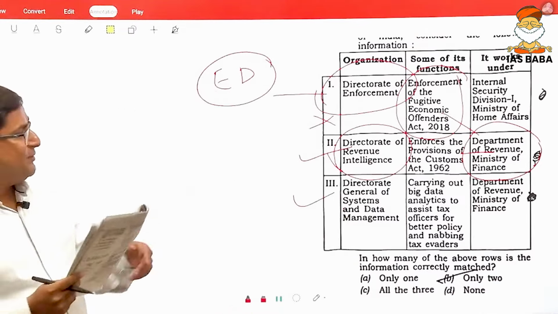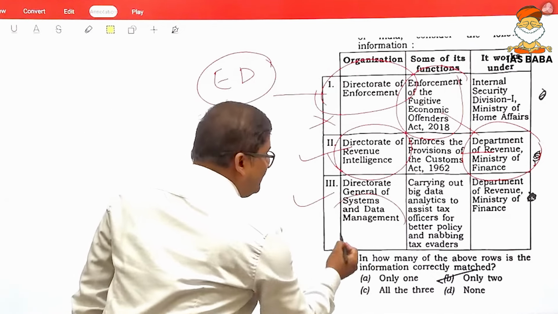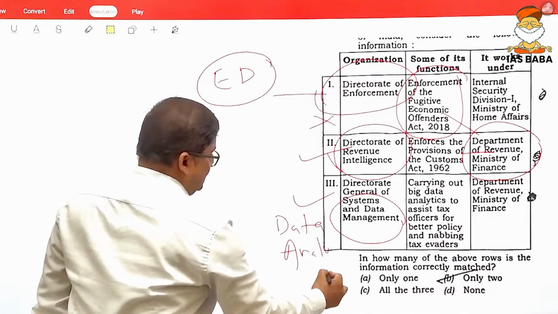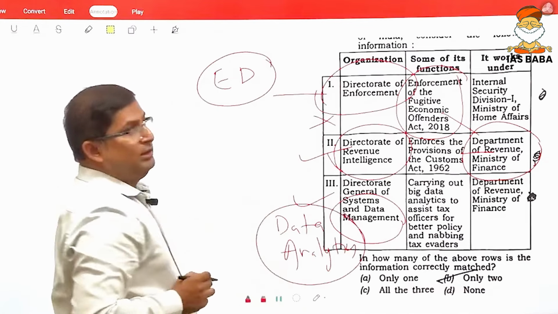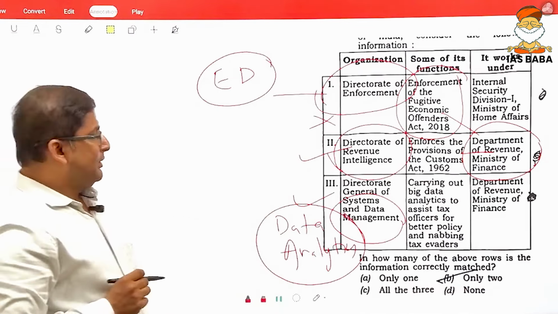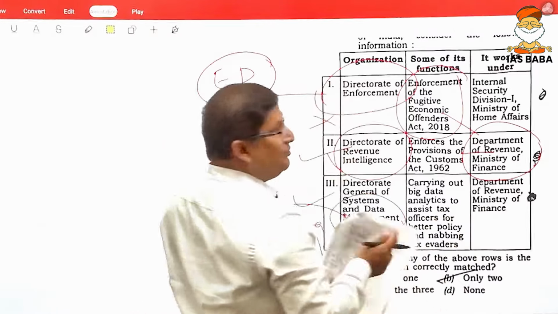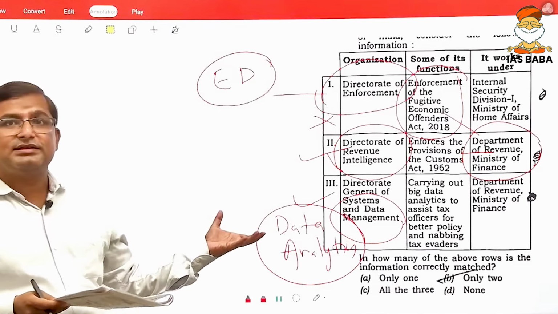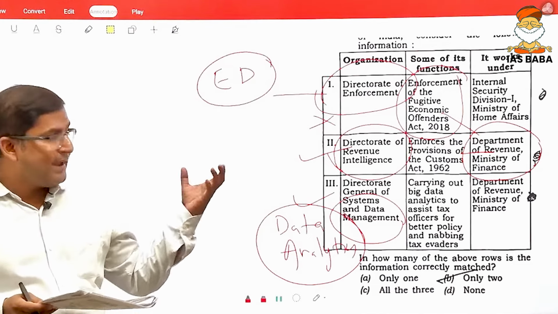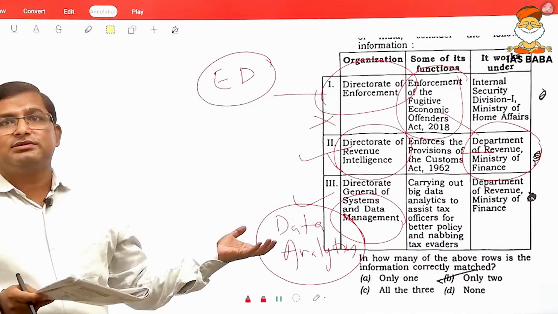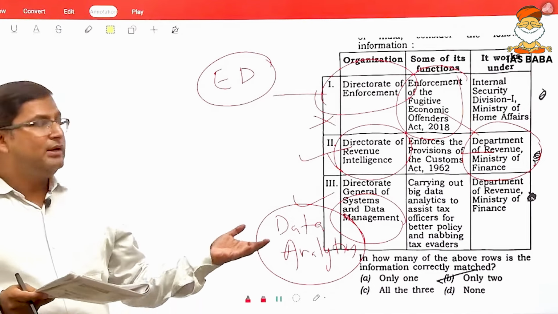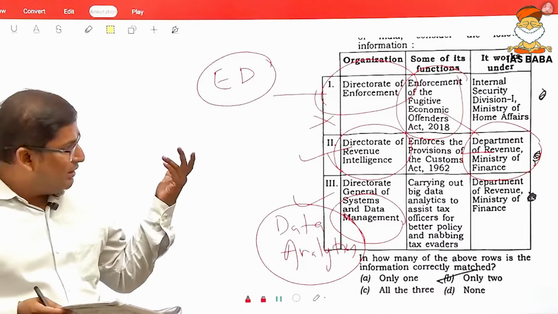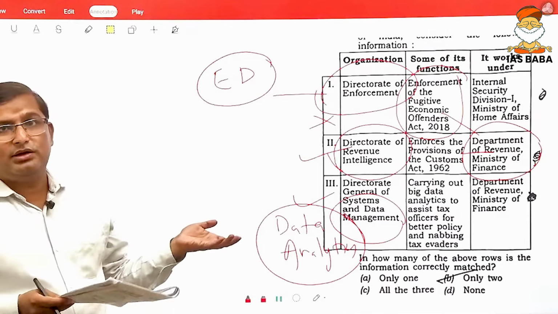See, Directorate General of System and Data Management works for the data analytics of the government. And this works under the Department of Revenue, Ministry of Finance. And its function is big data analytics. It helps the government to catch the tax evaders who are involved in tax evasion, or who are involved in the stealing of taxes. They are concealing money from the tax authority.